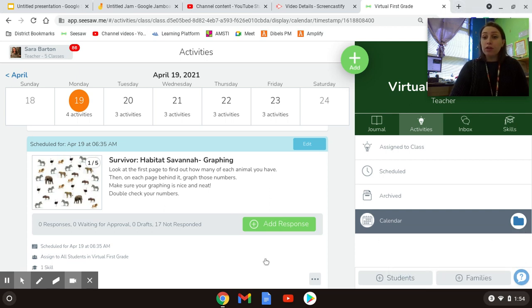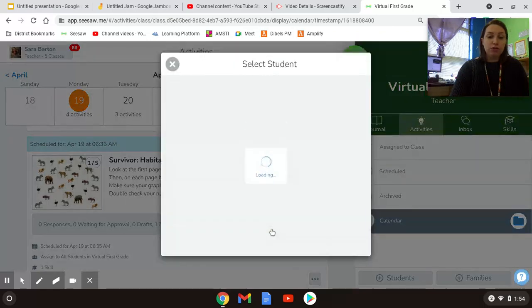Okay, guys, so we're going to look at our math that we have for this week. We're doing some review in math, so we're going to go over each Seesaw assignment together and think about math as we do. So our first one is graphing.